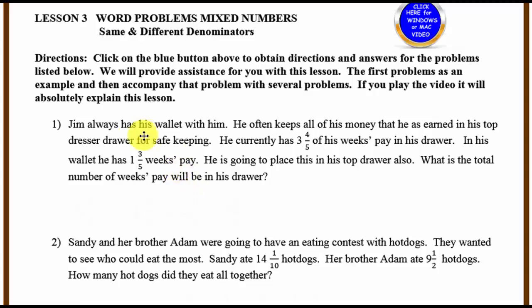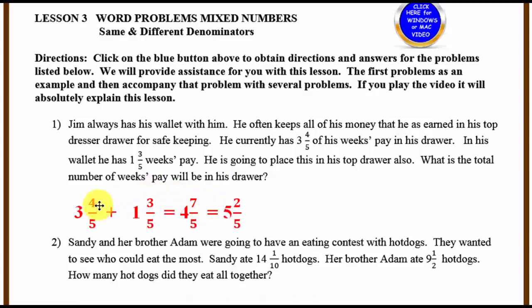However, as an example, let's do number 1 together. Jim always has his wallet with him. He often keeps all of his money that he has earned in his top dresser drawer for safekeeping. He currently has 3 4/5 of his week's pay in his drawer. In his wallet, he has 1 3/5 week's pay. He is going to place this in his top drawer also. What is the total number of weeks' pay will be in his drawer?